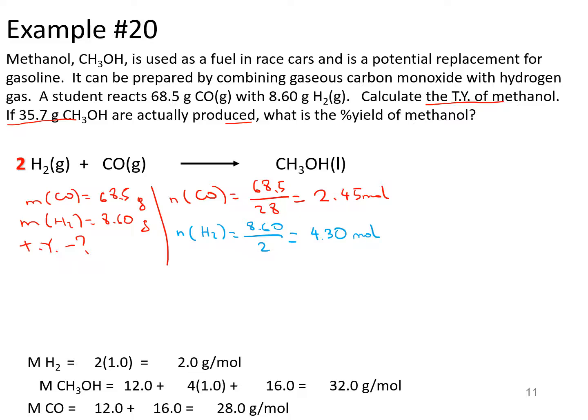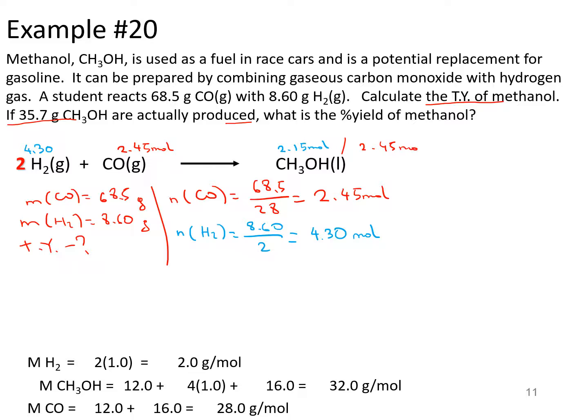divided by 2, so that's going to be 4.30 moles. Now let's do my calculation. So for the H2, I'll do two individual calculations. 4.3, and that's going to produce half of that, so it's going to be 2.15 moles of methanol. And now let me do the calculation based on the CO.